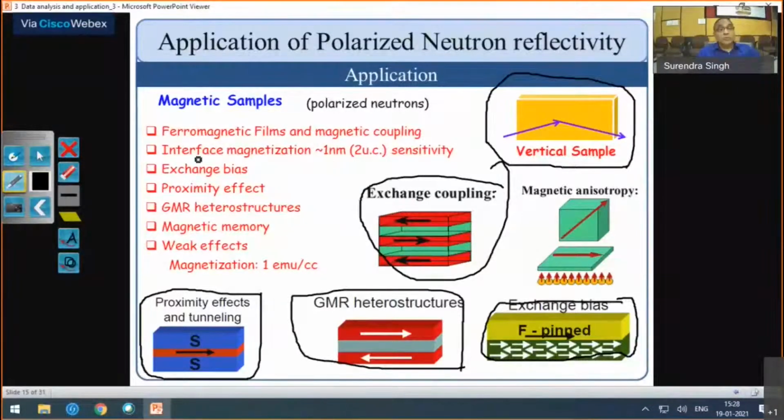It is very sensitive to interface magnetization. You can get information at 1 nanometer or sub-nanometer depth or interface layer, which is nothing but two unit cells, two monolayers of that element. It is so sensitive for exchange bias, proximity effect, all those things, and very weak effects, like very weak magnetization out of the interface, like 1 emu per cc. PNR is very sensitive to all these things, so we get information on all of this.